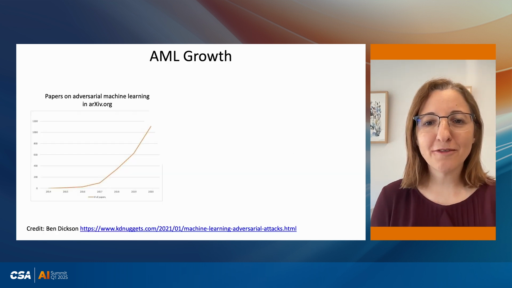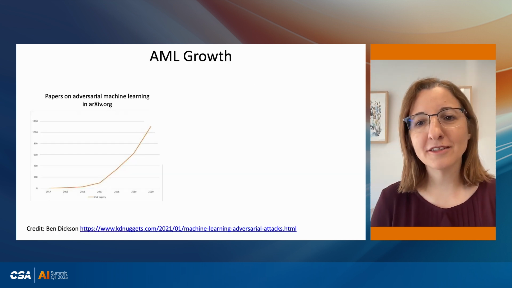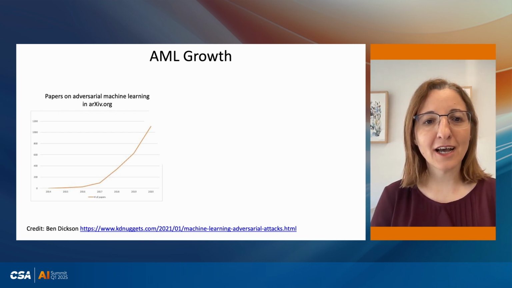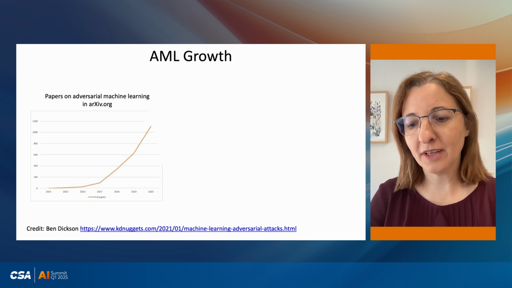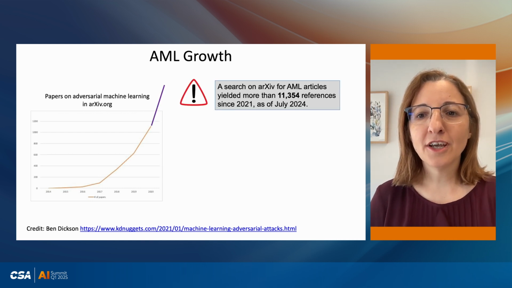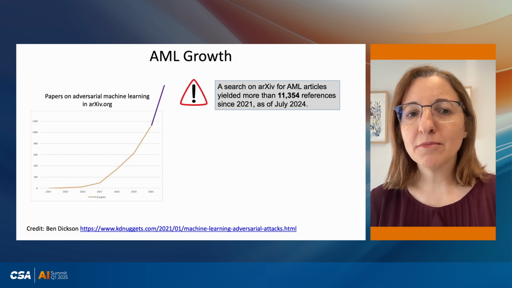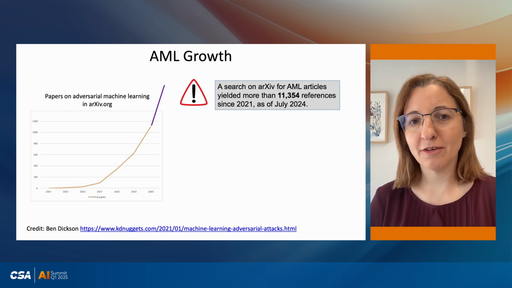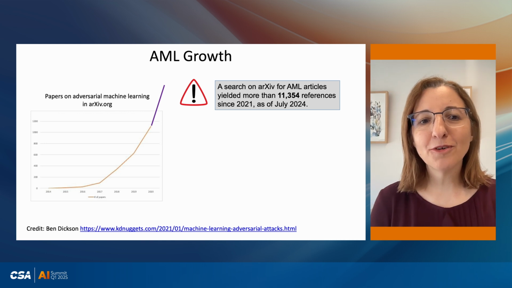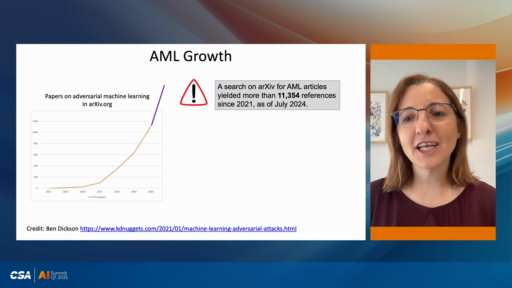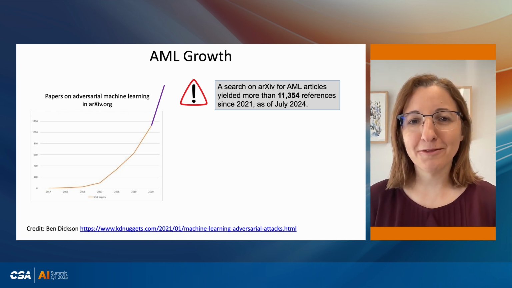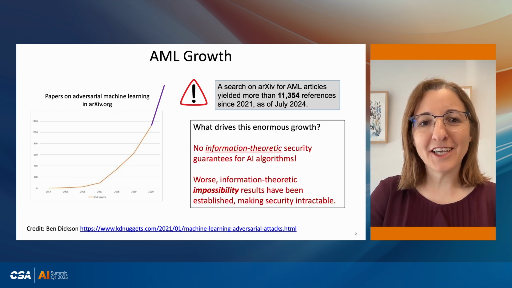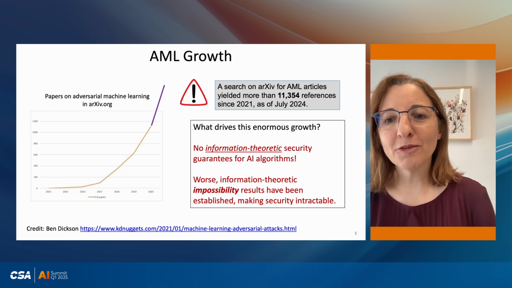To get a sense of how fast adversarial ML is growing, this graph shows the number of papers on arXiv until 2020. Then we did a search on arXiv, and we found more than 11,000 papers between 2021 and July of 2024. We can see in this graph the exponential growth of the research performed in this area. So why is this the case? Why do we see this enormous growth?